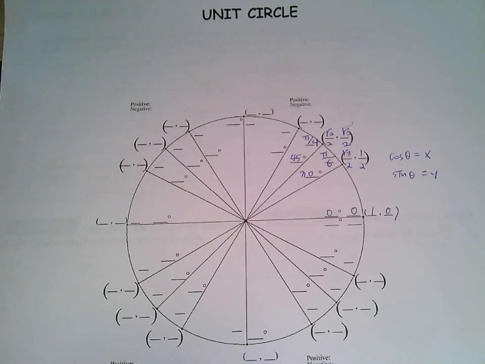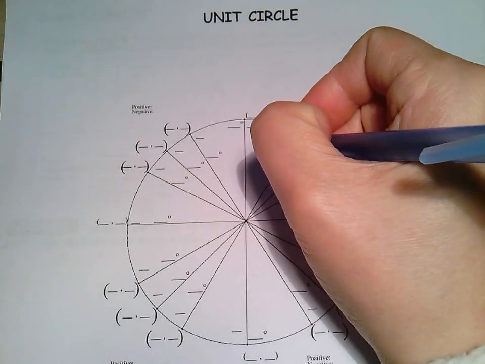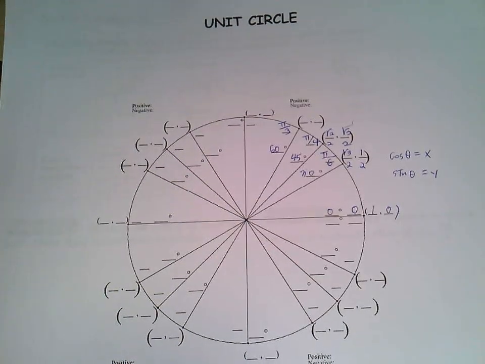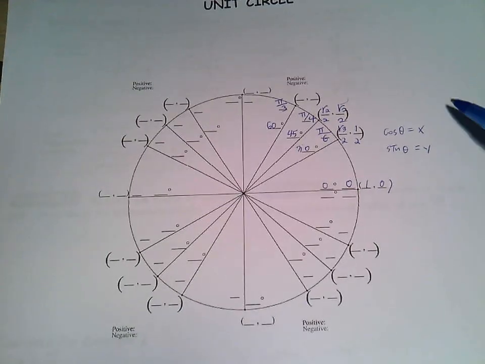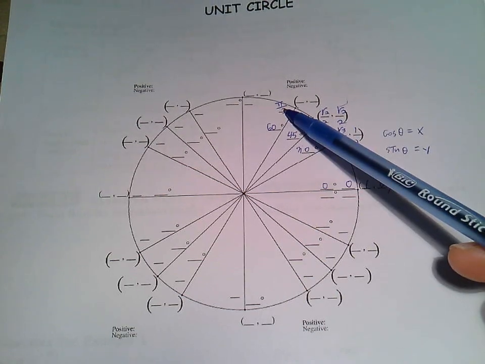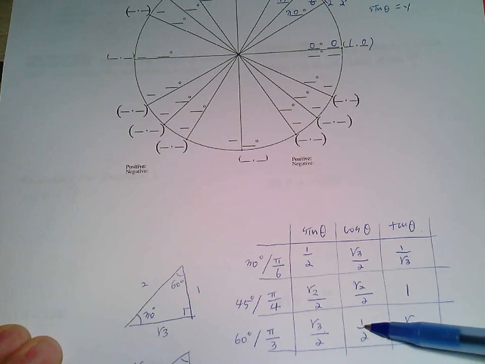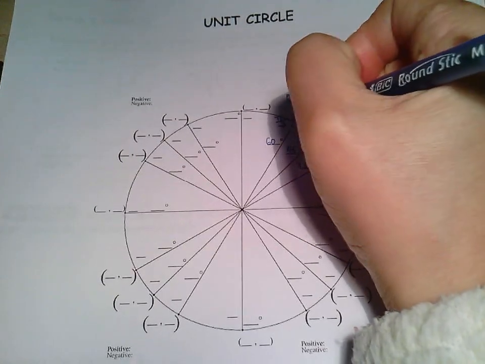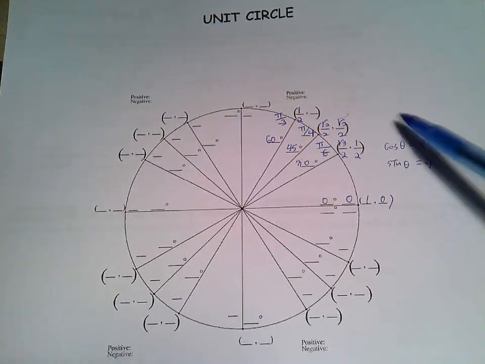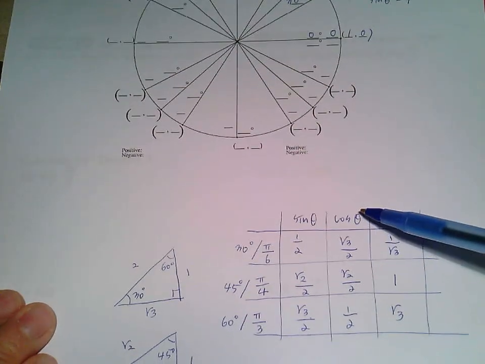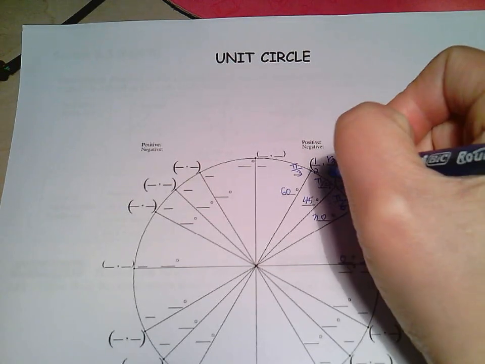All right. Now, let's try one more. The next one is 60 degrees, which is pi over 3. Now, the x-coordinate is cosine pi over 3. So cosine pi over 3 is 1/2. So the x-coordinate is 1/2. The y-coordinate is sine theta. So sine pi over 3 is root of 3 over 2.